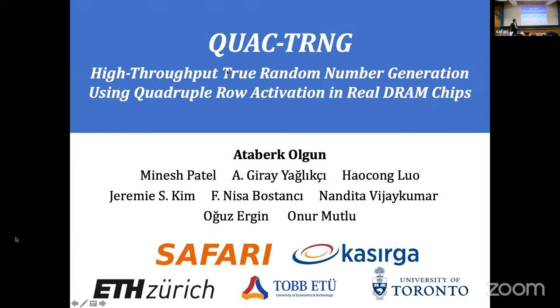Yes. So this is the next talk. It's about QUAC-TRNG. How many people know about true random number generation? Or random numbers? That's good. Okay, I hope you learn a bit more about them today. So this is the high-throughput true random number generation technique using quadruple row activation, and we do this in real DRAM chips. I'm Atabek, I'm a PhD student in the Safari research group.